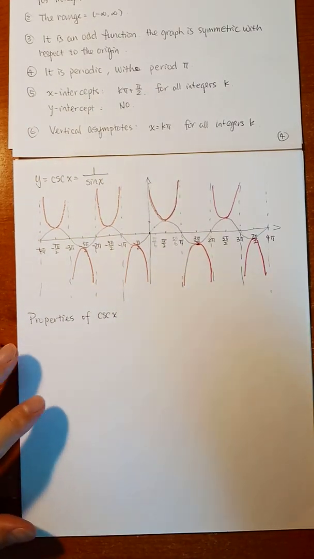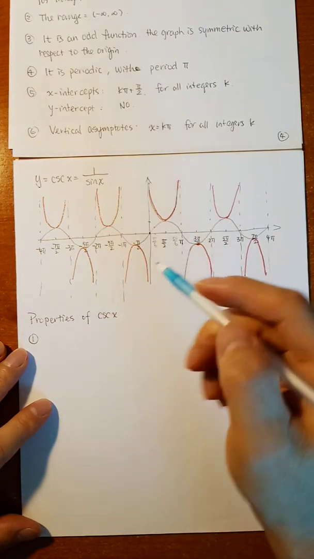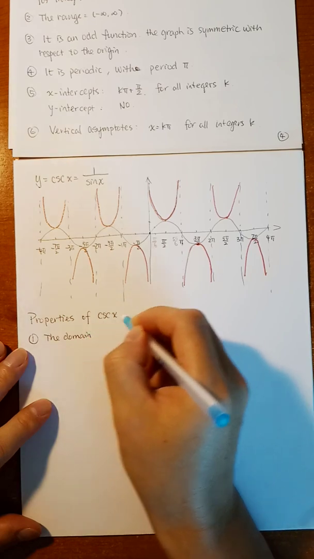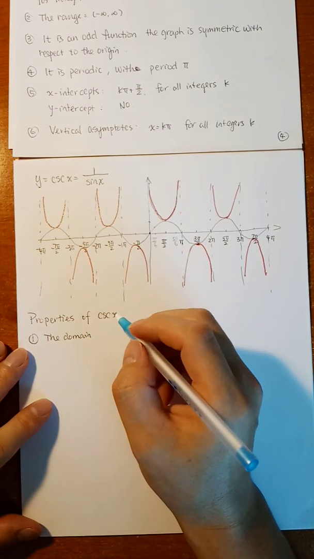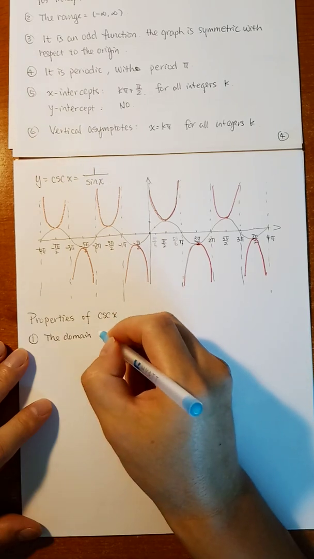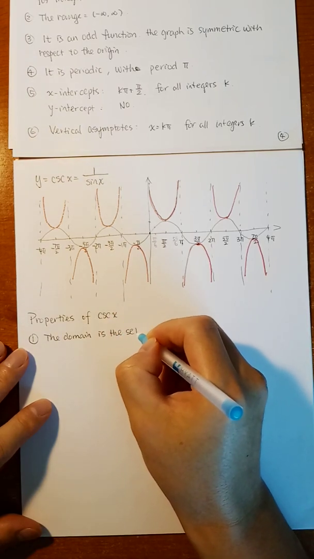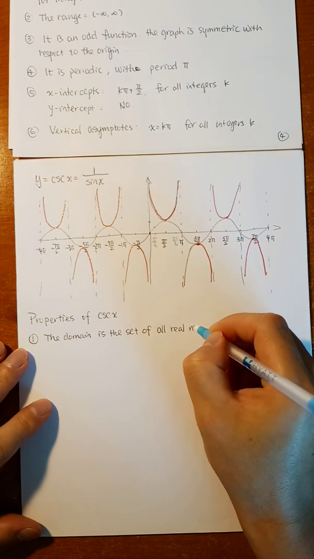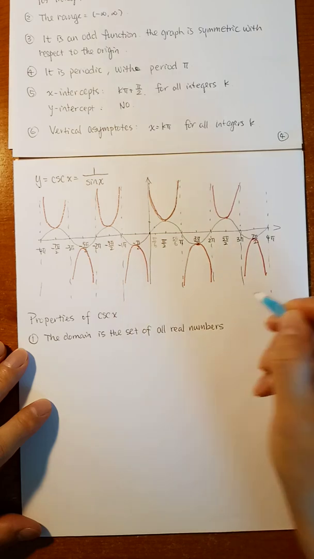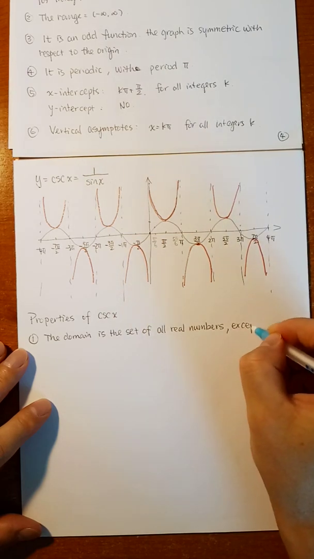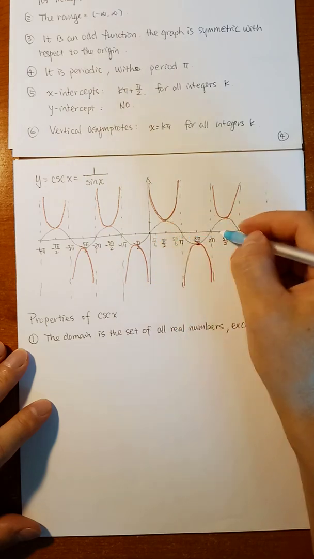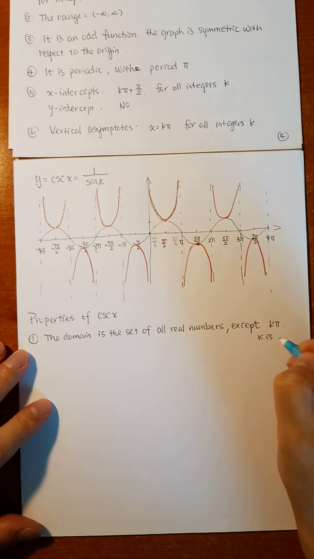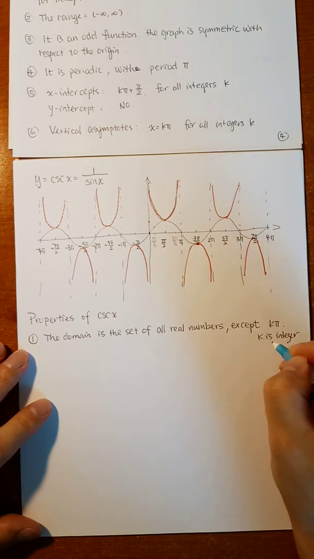The properties of a cosecant of x. The domain. The domain of a cosecant of x is equal to the domain of a cotangent of x. The domain is the set of all real numbers except 0, pi, 2 pi, 3 pi, 4 pi, except k pi. K is an integer.